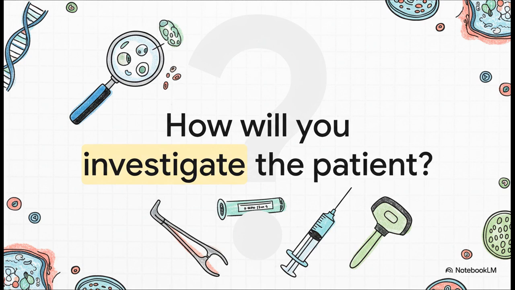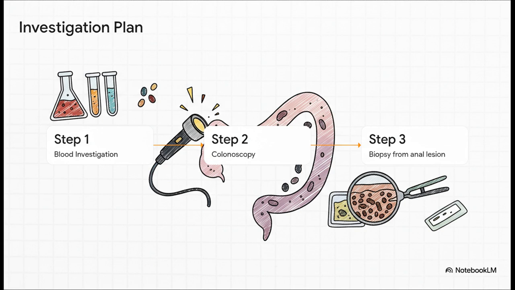All right. And how will you investigate to confirm your suspicion? My investigation will have 3 key steps. First, I'd get baseline bloods, a full blood count, liver function tests. Second, and this is a classic exam point, I will perform a full colonoscopy. Even though we can see a lesion in the anus, it's absolutely crucial to check the entire colon to make sure there isn't another separate cancer hiding further up. And third, the most important step for diagnosis, I will take an incisional biopsy from the anal lesion itself. I'd likely do this under general anesthesia to make sure the patient is comfortable and I can get a good, deep tissue sample for the pathologist.